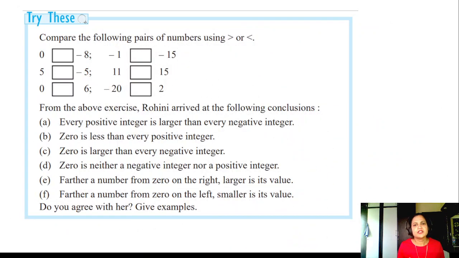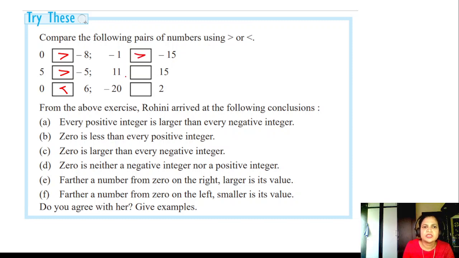Compare these following pairs of numbers with less than and greater than. 0 is greater than minus 8. 5 and minus 5: positive numbers are greater than negative numbers. 0 and 6, you know 6 is greater. Minus 1 and minus 15. When both the signs are minus, then the number which is less is the greater number.